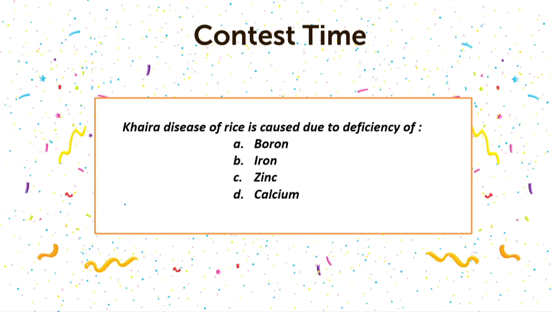And now answer the question. Thyroid disease of rice is caused due to deficiency of A, boron, B, iron, C, zinc and D, calcium. Now the question will go off your screen on my count of 5: 5, 4, 3, 2, 1 and next.